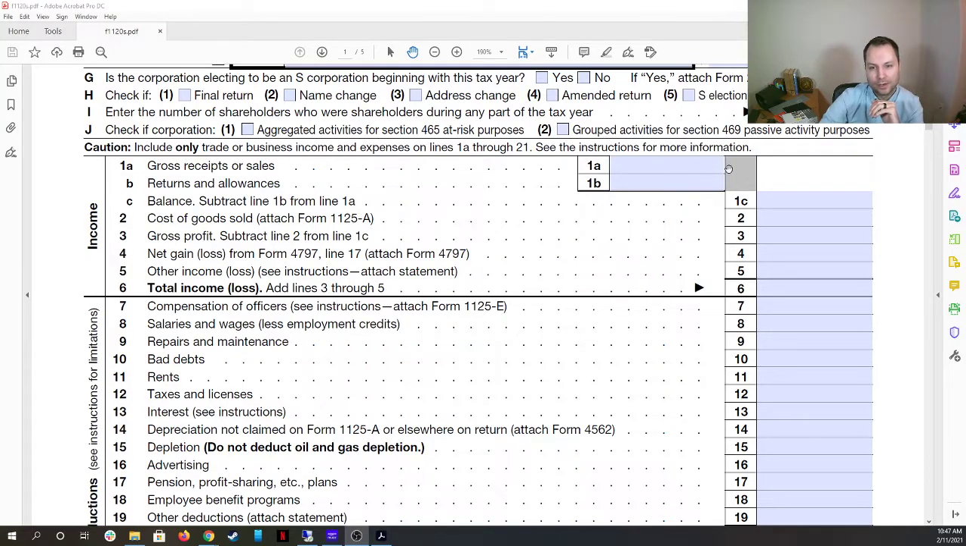So up here you've got your gross sales, returns, and allowances. That'll make sense. That gives you your balance, the difference between those, and then cost of goods sold. So this right here is, from my perspective, your gross profit, unless you have net gain or loss from other things or other income. Most of the time these won't be filled out. For most small businesses there are times they will be, but most of the time you won't. So gross profit will just flow from line 3 to line 6.